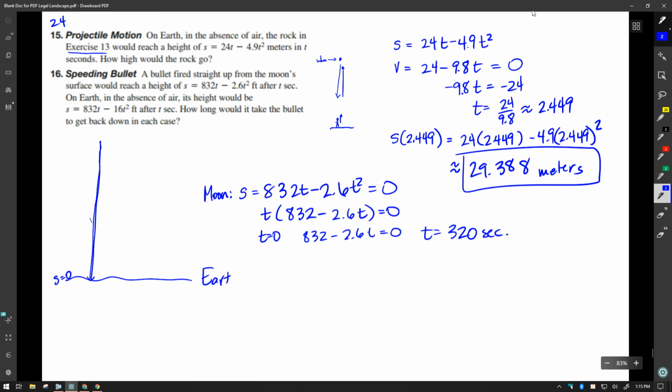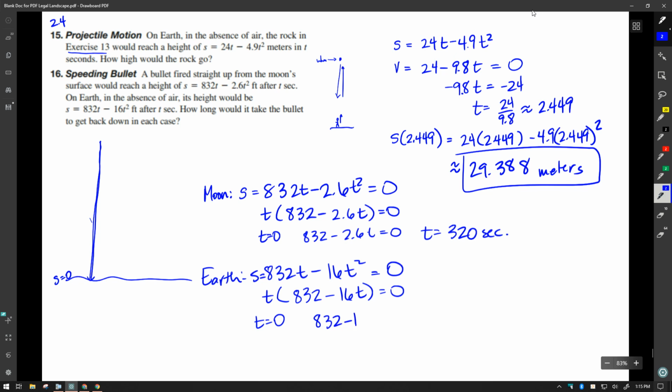On the Earth, the position function is slightly different. We have 832t minus 16t squared. This is s, the position. We're going to set that equal to 0. Just like the previous question on the moon, we're going to factor out the t. We have t times 832 minus 16t. So we need to solve both t equals 0, which we've got, and then 832 minus 16t equals 0.